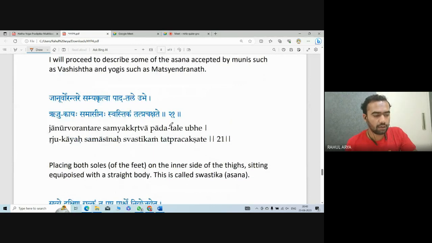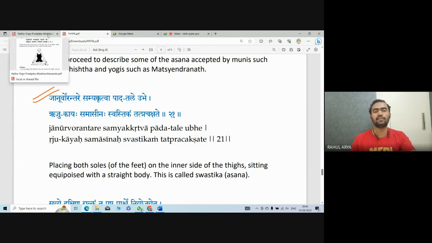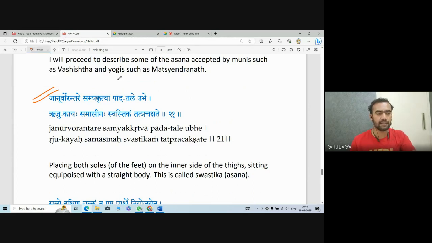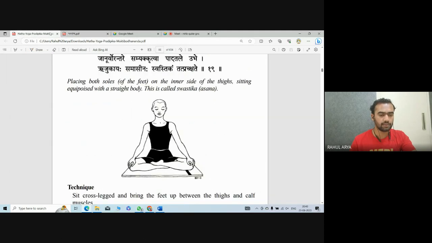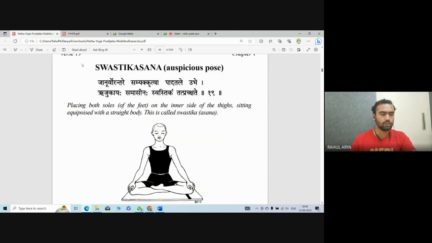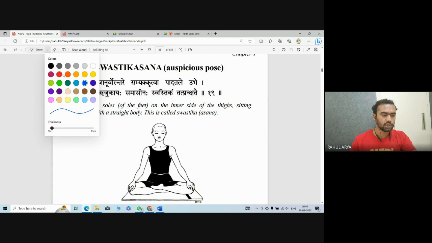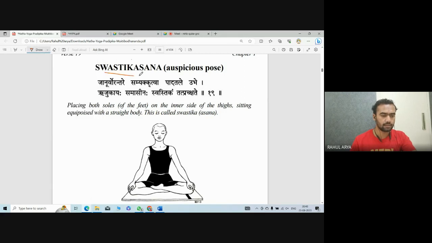Okay, now we are entering the asana section. A total of 15 kinds of asanas are mentioned in the Hatha Pradipika. So we have to take the help also. The first asana name is Swastikasana, the auspicious pose.